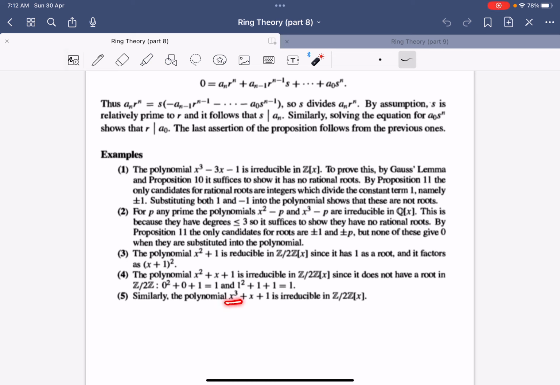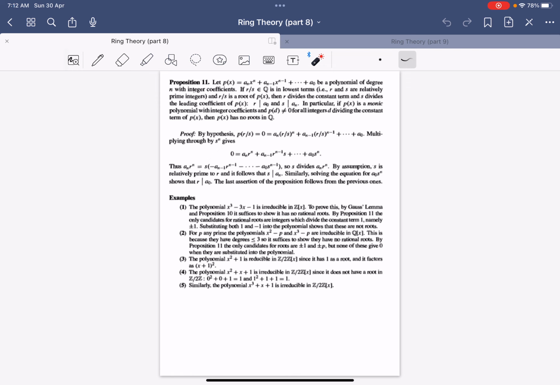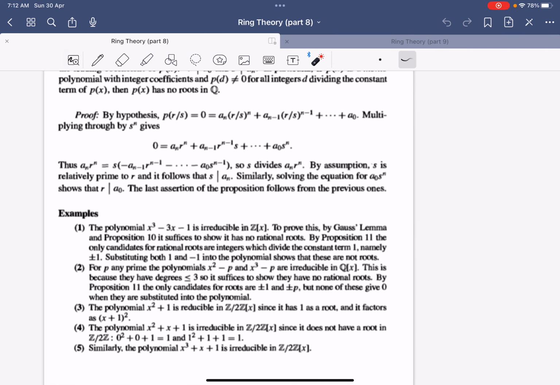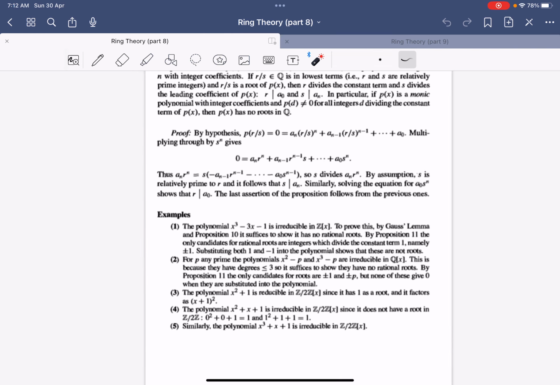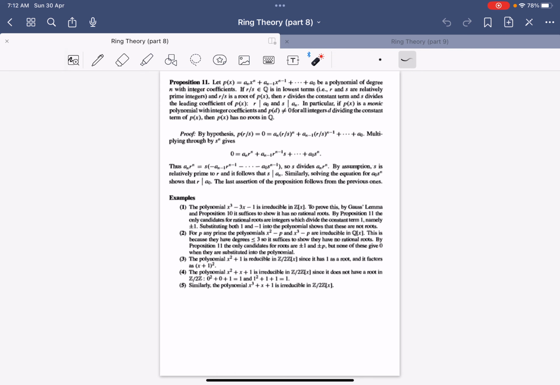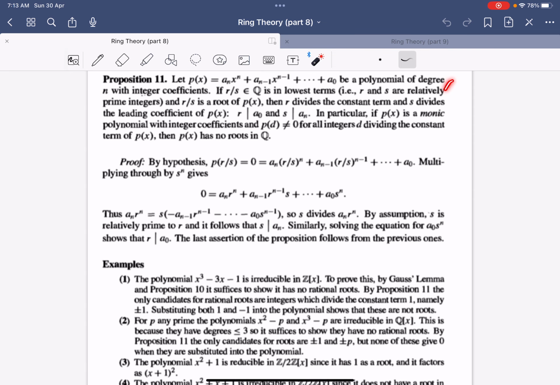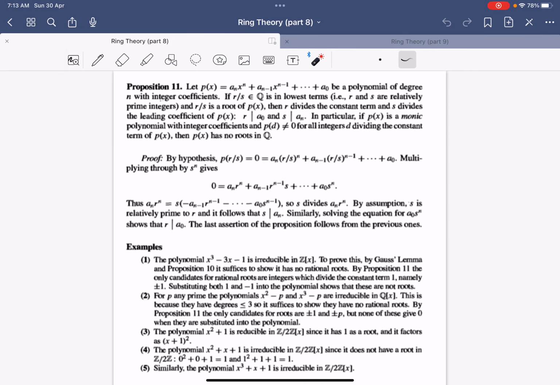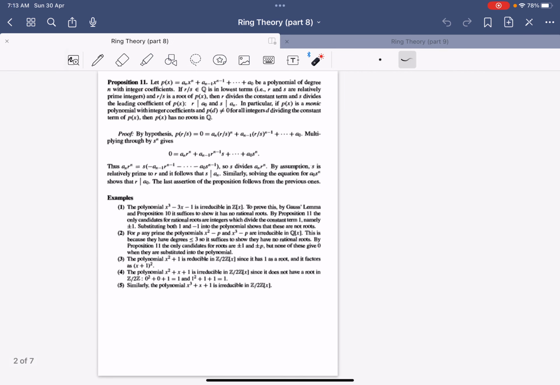Similarly, the polynomial x cubed plus x plus 1 is irreducible in Z over 2Z. So you can take a look at more examples in the textbook to better understand how to use this proposition to determine whether a polynomial is reducible or not.